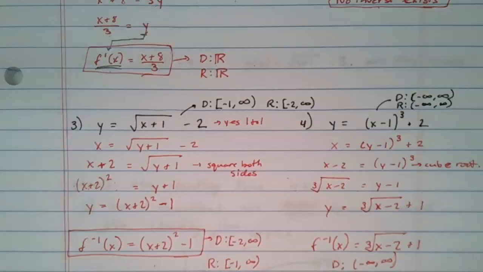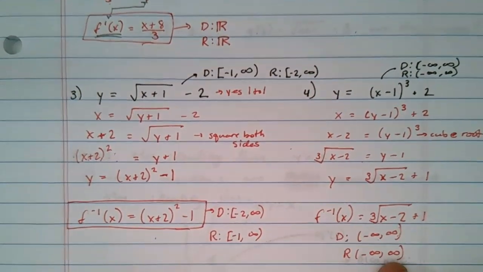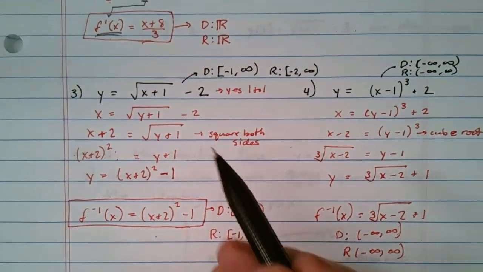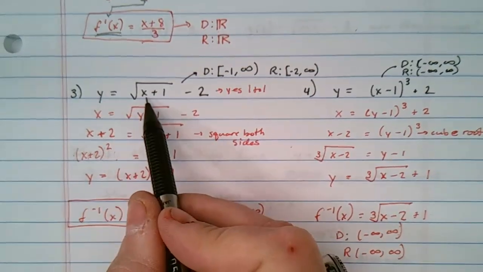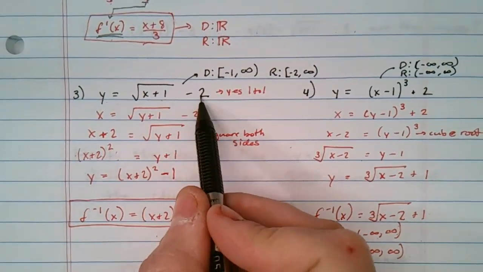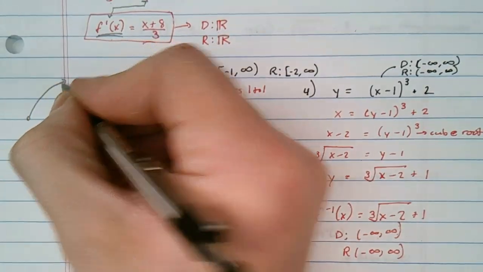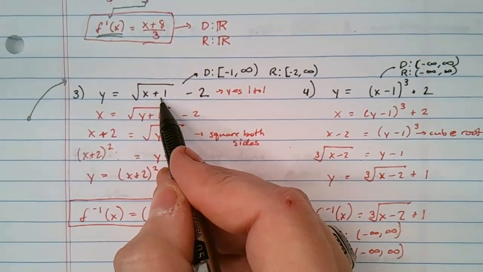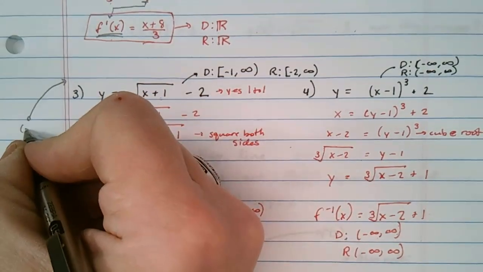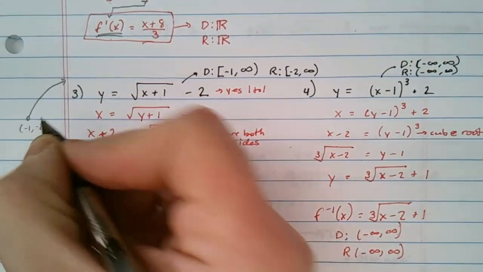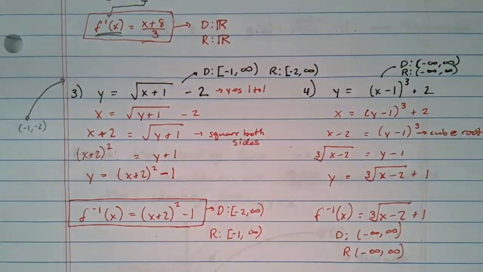Now let's move to one that maybe will make sense when we talk about domain and range. So here we go. I've got y equals square root of x plus 1 minus 2. Now I know this is a square root function, and I know that it's been moved left 1 and down 2, so this point here is at negative 1 comma negative 2. Okay, that's what I know.